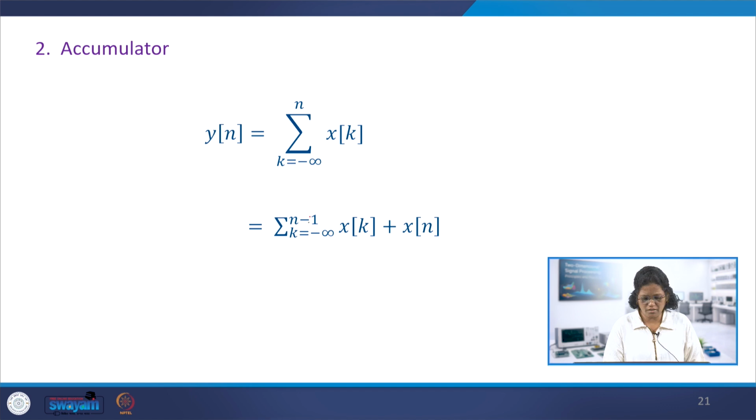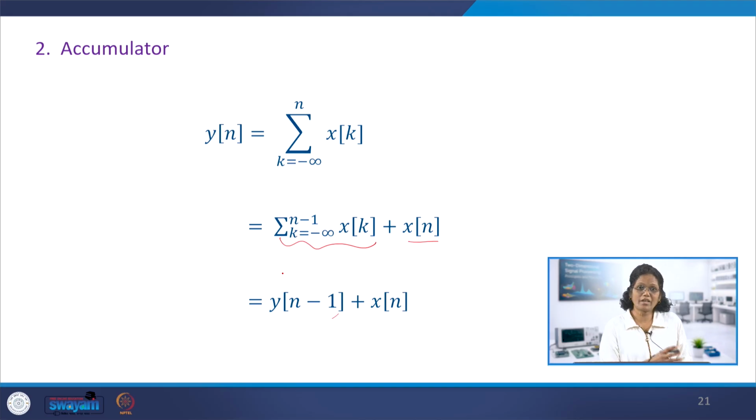Minus infinity to n minus 1, till that point, what is the x of k, and the nth instant can be separately added, plus x of n. So this would take care of the past values, and this is taking care of x of n, the present input. So the past values, the summation, would be represented as y of n minus 1. So y of n equal to y of n minus 1, the sum of the accumulated x up to the n minus 1th instant, termed as y of n minus 1, plus the present instant input.